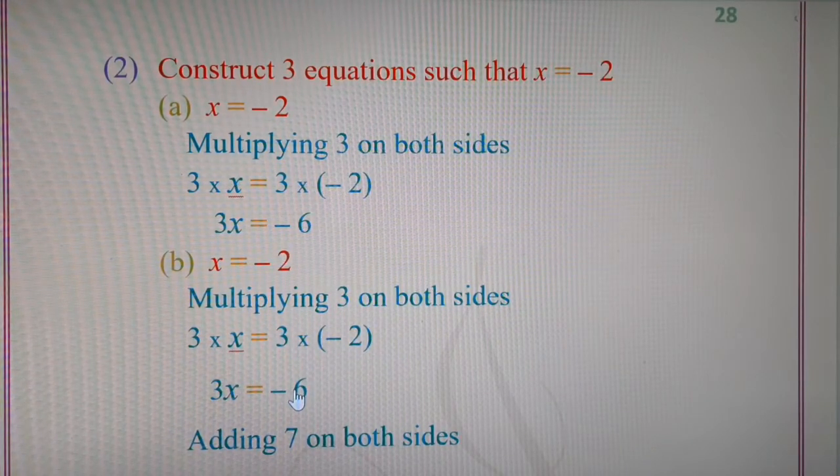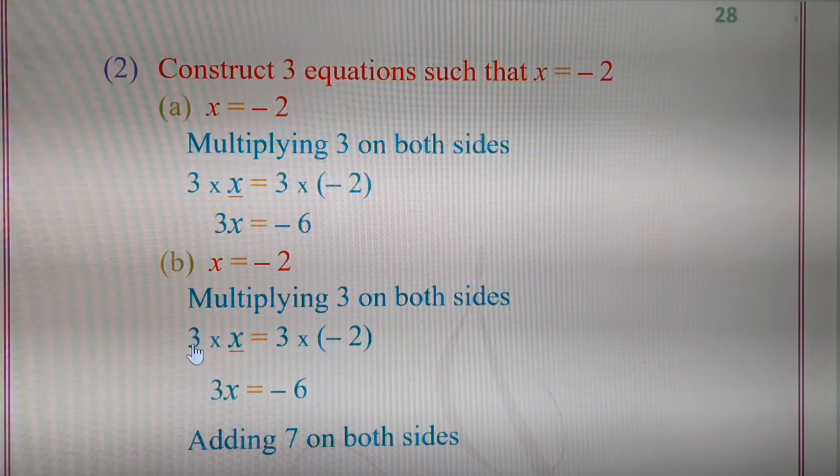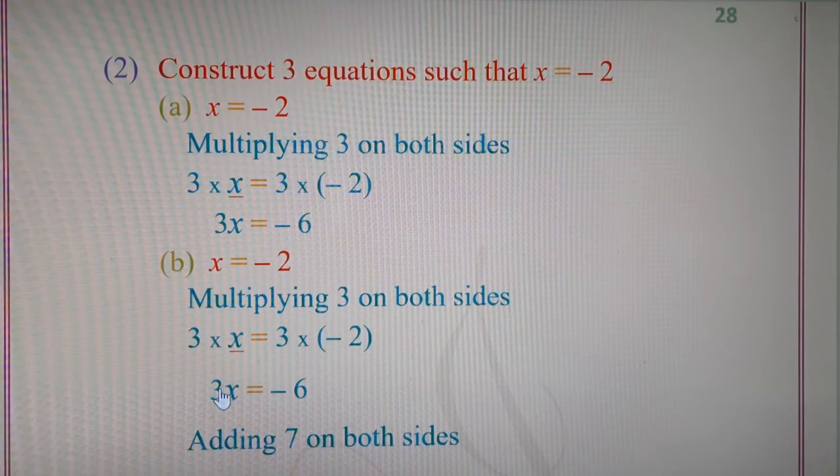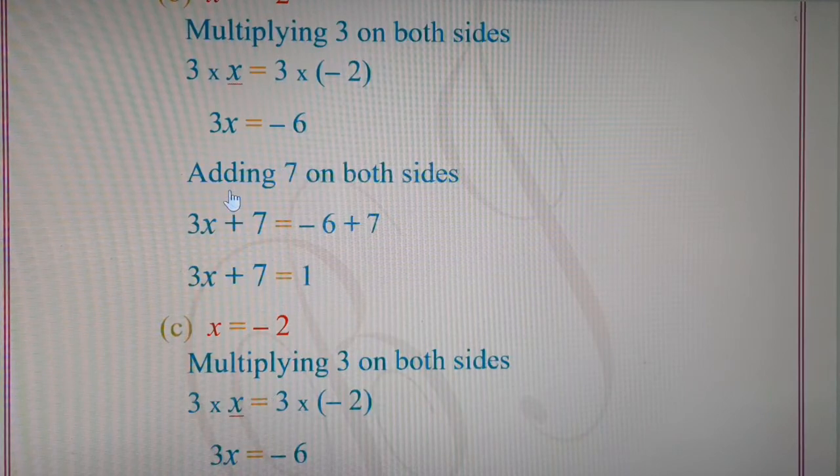3 into minus 2 answer is minus 6 and 3 into x means only 3x, because a number and an alphabet cannot be multiplied. Hence 3 into x we will write as 3x. And 3 into minus 2 can be further solved and the answer we get is minus 6. 3 2s are 6 and the minus sign we copy as it is. 3x equal to minus 6. Now this we can further solve or leave as it is.